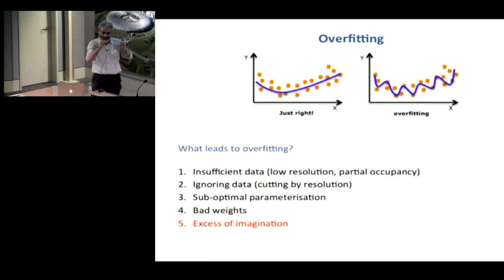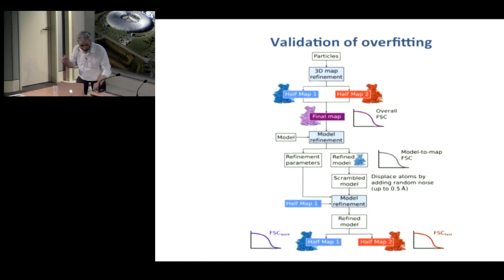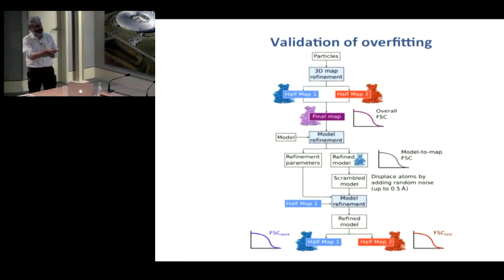Since they are correlated with each other, it means that tools like the free R factor, which is used widely in crystallography, cannot be used in fitting into cryo-EM maps. So how can we deal with this problem? Currently, probably it's not the best way of dealing with it. Currently it is dealt with using so-called half data reconstructions.